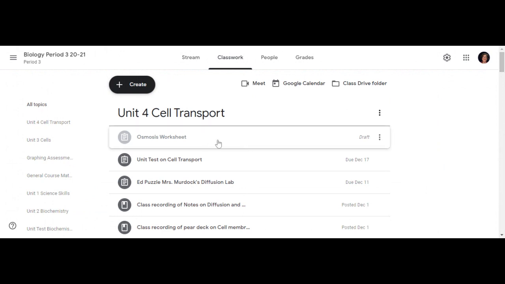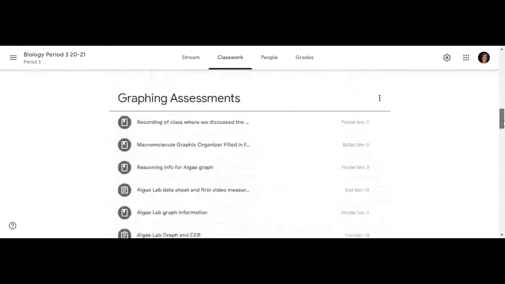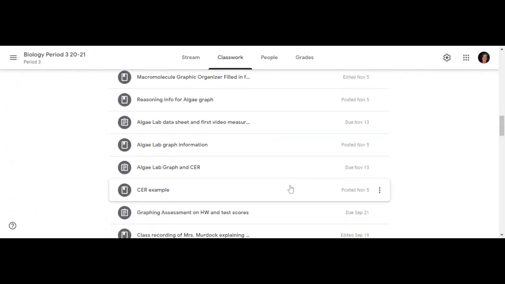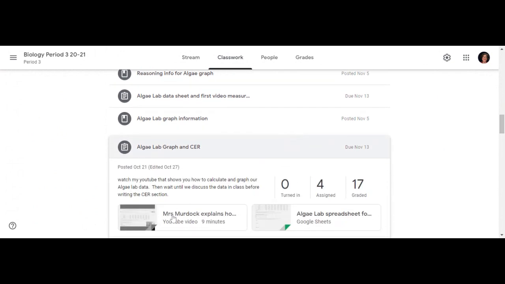Okay. So this is the unit we're in right now, the cell transport. That lab was a while ago. It was due the middle of November. And it's way down here. Look at this. Graphing assessments. It's in this folder. And not only will you find the lab there, this is it right here. There's how I explained how to do it. And then here's the actual document.